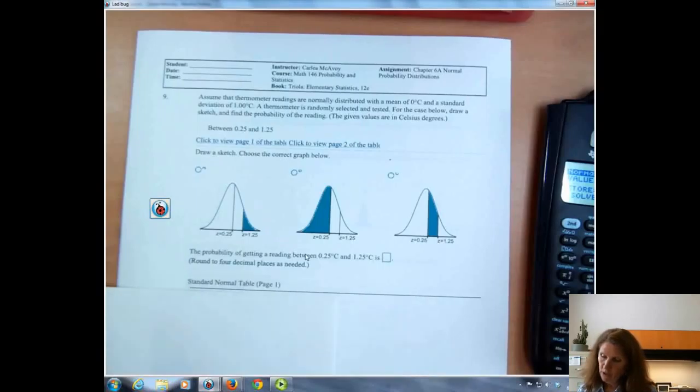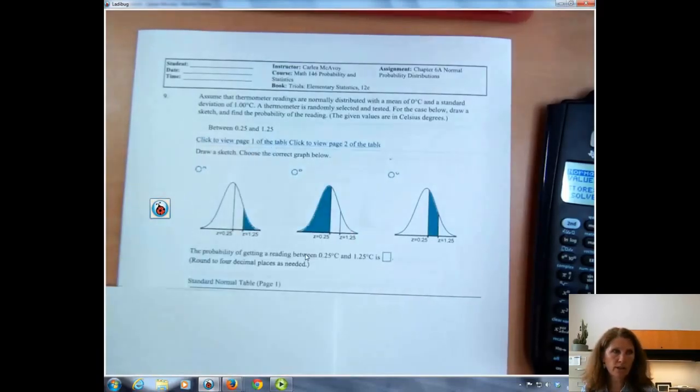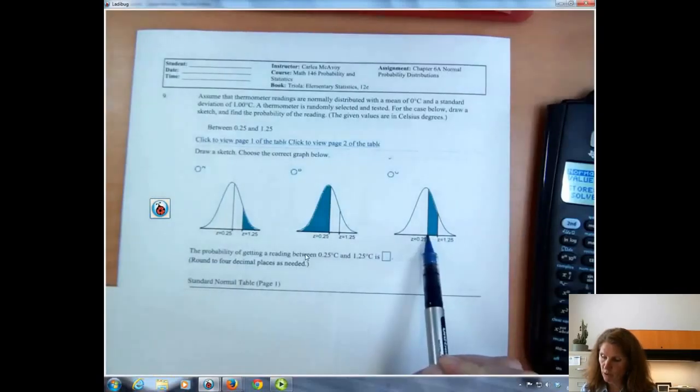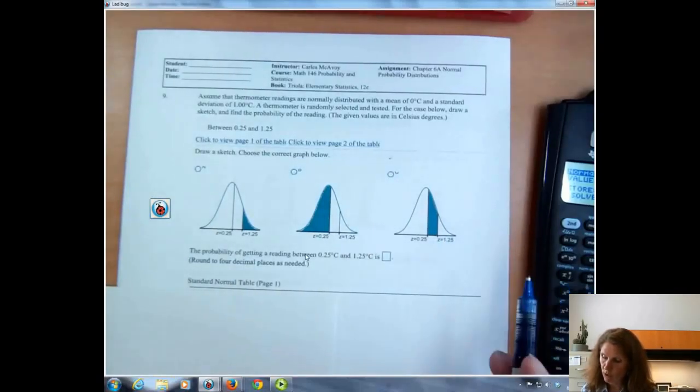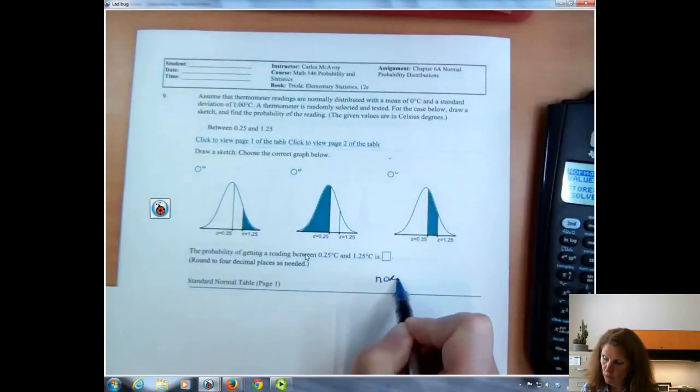Okay, assume that these thermometers are normal, 0 and 1. A thermometer is randomly selected and tested. For the case below, draw a sketch and find the probability that the reading is between 0.25 and 1.25. Well, the only one they show up here that's between two values is right here, between 0.25 and 1.25. We are looking for a probability, and so that's a normal CDF.